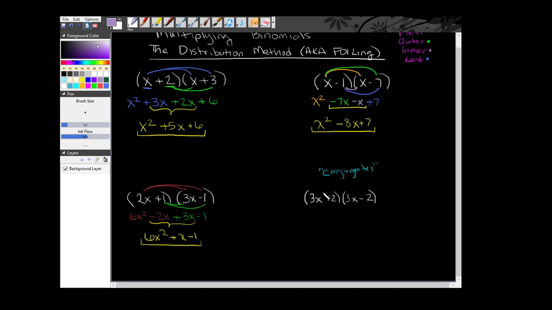So I'll start with this 3x and multiply it again to each term in the second set of parentheses. So 3x times 3x is 9x squared, and 3x times negative 2 is negative 6x. Then I move over here to my second value. I have a 2. So when I multiply it to each term, 2 times 3x is a positive 6x, and 2 times negative 2 is negative 4.